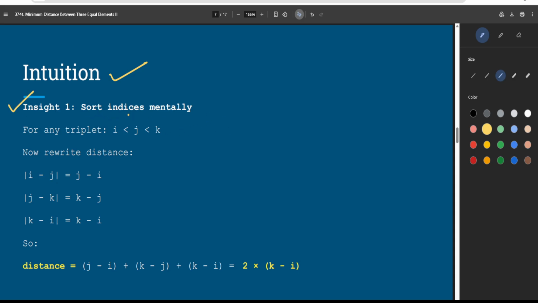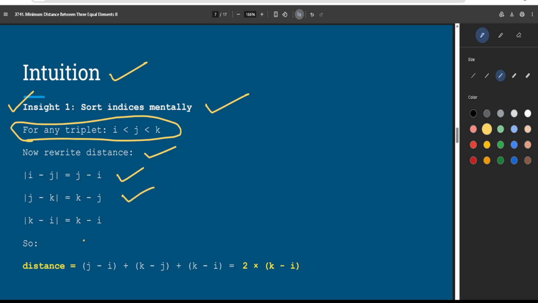Let's suppose we sort the indices mentally. It means i should be less than j, and j less than k, like that. For any triplet, this is a possibility that we should understand: i is less than j is less than k. These are the triplets, so they will be unique indices. Now, rewrite the distance. How will we rewrite this distance? i minus j is nothing but j minus i, j minus k is nothing but k minus j, and k minus i is nothing but k minus i. We can say that, right? So if we calculate the distance, what will we just need to do?